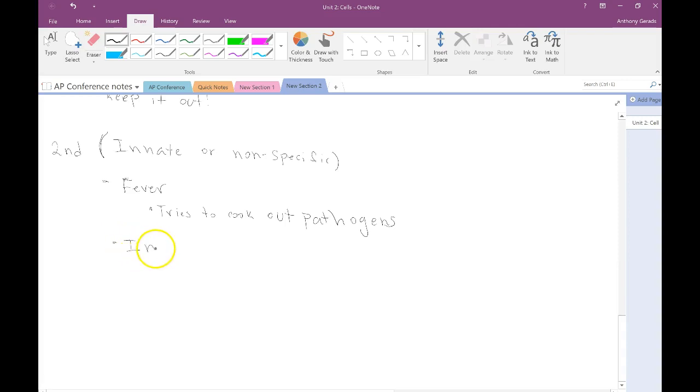Inflammation. Okay. In inflammation, we've got these things that are going to cause all sorts of blood to get there, called histamines. Histamines stimulate, meaning it's going to increase. So they're going to stimulate blood flow to the area.